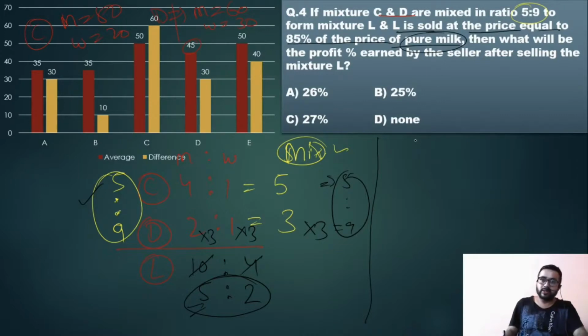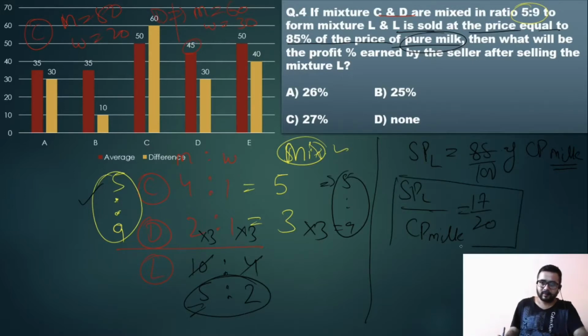Now, the mixture L is sold at a price equal to 85% of the price of pure milk. So the question is, your SP of mixture L equals 85% of the CP of what? CP of milk, the cost price of pure milk. So can I say here SP of this upon CP of milk equals 85 upon 100, and you're going to get 17 upon 20. I hope this concept is clear. It means your selling price is 17, your cost price is 20.